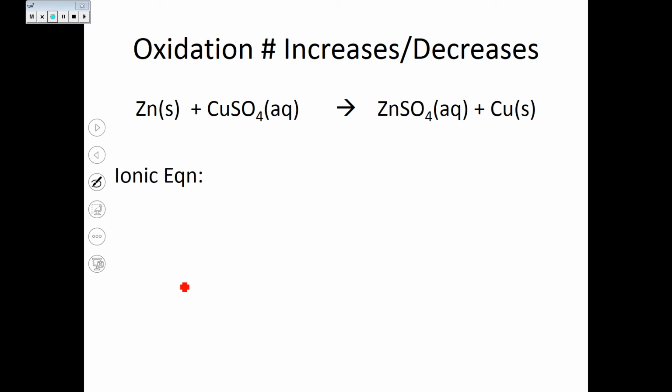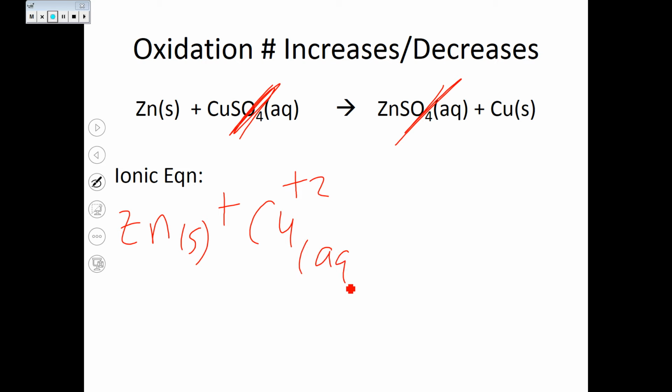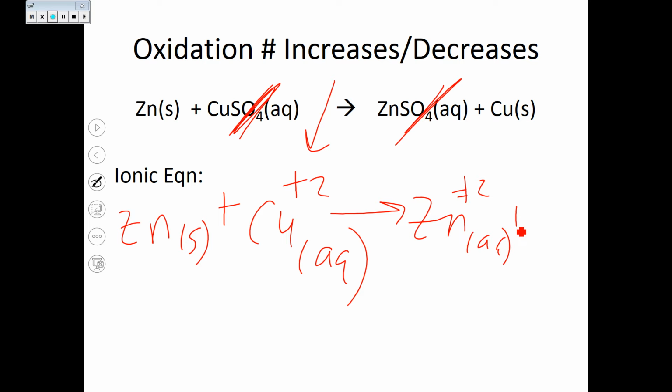All right, let's take a look at this one. And because I think we can get good at this, I can see right away that the sulfate is going to be my spectator ion, so that will save me having to do an extra step. So we're going to write zinc plus Cu plus 2 aq. If you don't know where that plus 2 came from, I did it in a quick step. If you don't know where that came from, go back and review writing ionic formulas. And over here, zinc plus 2 aq plus Cu solid.